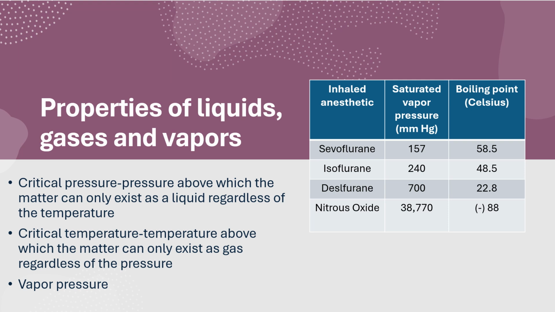Recall that our volatile anesthetics represent a gas or vapor and a liquid phase. The gas molecules evaporate from the liquid phase and exert some pressure on the container, which is called a vapor pressure. When the vapor is in equilibrium with the liquid phase at a certain temperature, it is called a saturated vapor pressure. Here in the table, you see different volatile anesthetics with their respective saturated vapor pressures. And also note the boiling point of different volatile anesthetics.